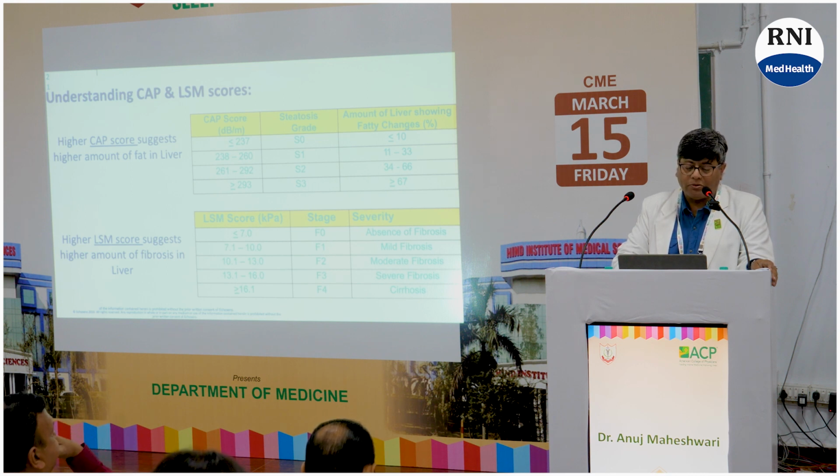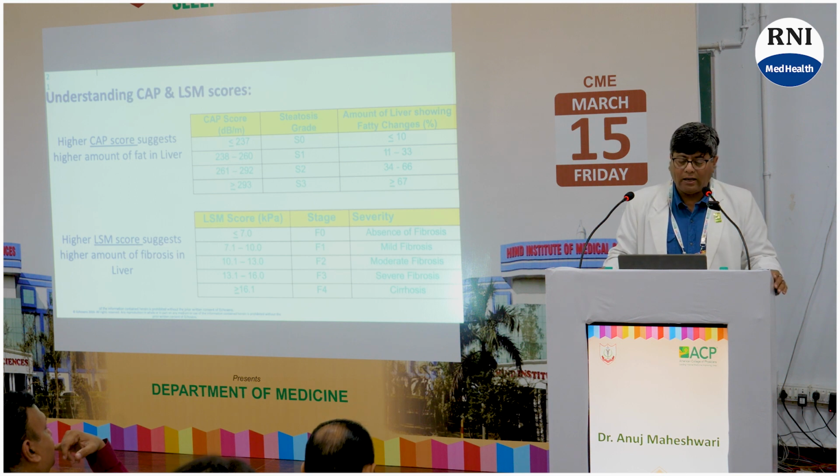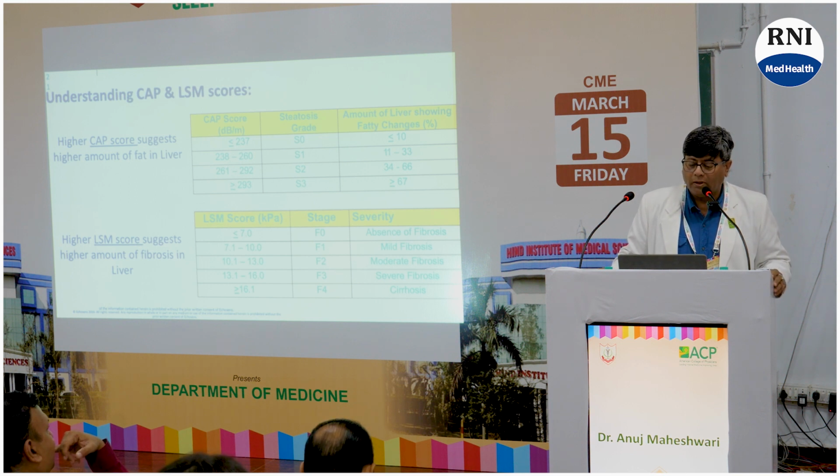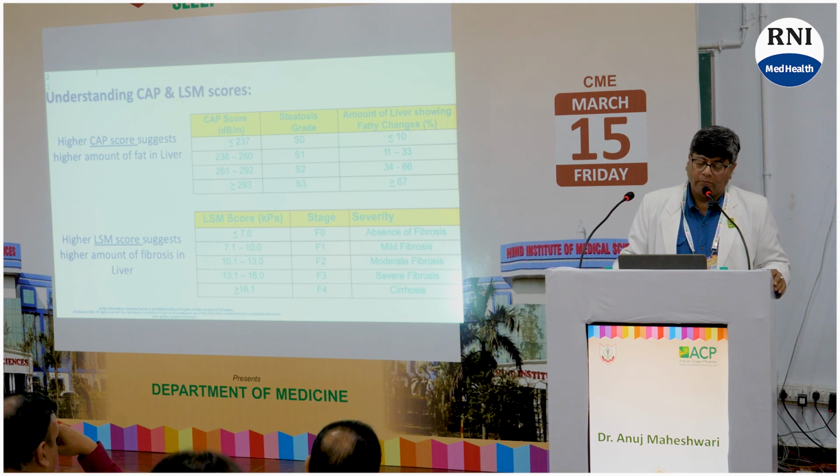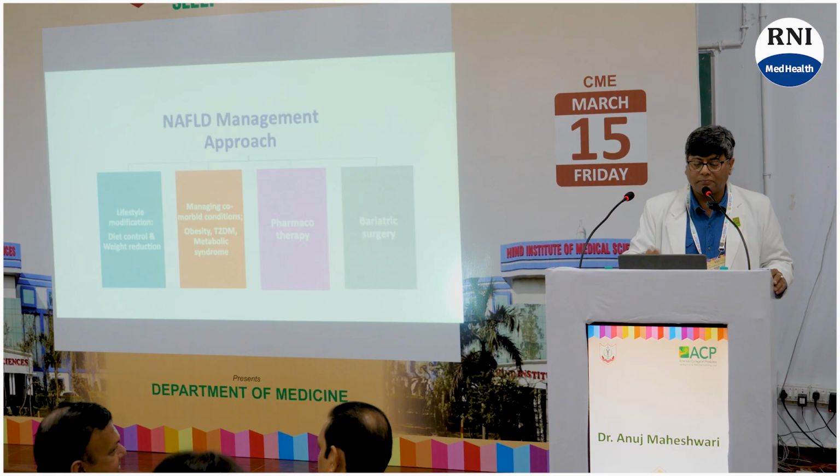The LSM score is for the measurement of fibrosis. If the LSM score is 7 or less, it is stage 0, no fibrosis. Between 7 to 10, stage 1, mild fibrosis. Between 10 to 13, stage 2, moderate fibrosis. Between 13 to 16, stage 3, severe fibrosis. And 16 or more is stage 4, which is considered equivalent to cirrhosis.